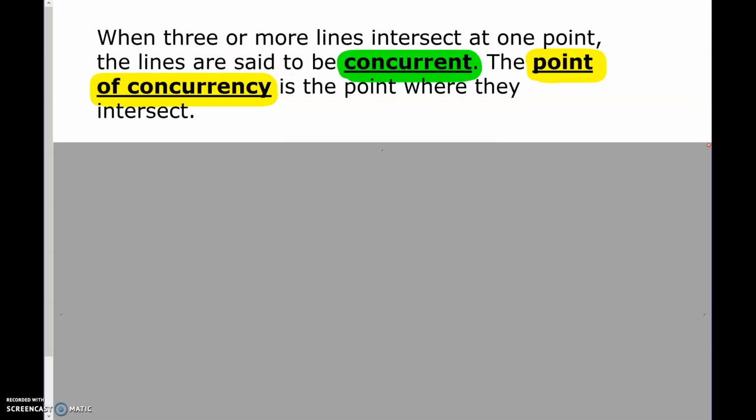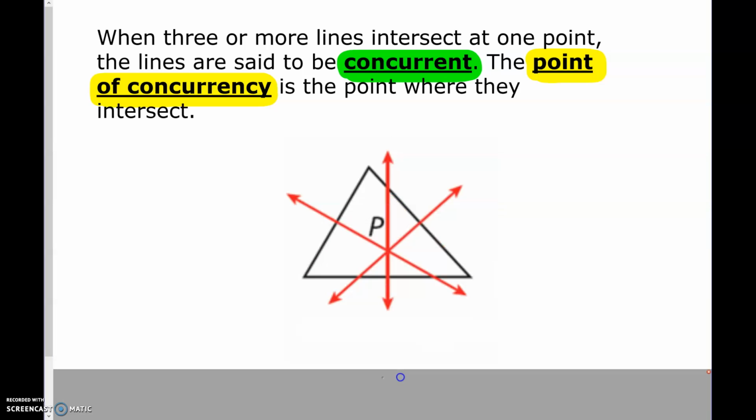All right, so when three or more lines intersect at one point, they are said to be concurrent, and the point where they intersect or meet is called the point of concurrency. So you can see these three red lines are meeting at a point. This point right here is called a point of concurrency.